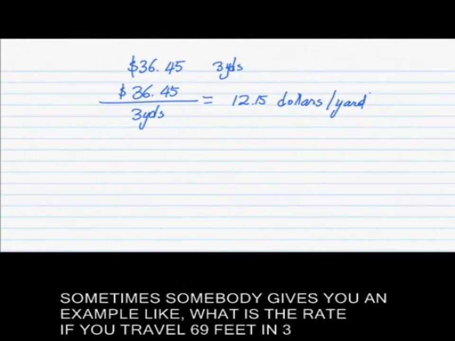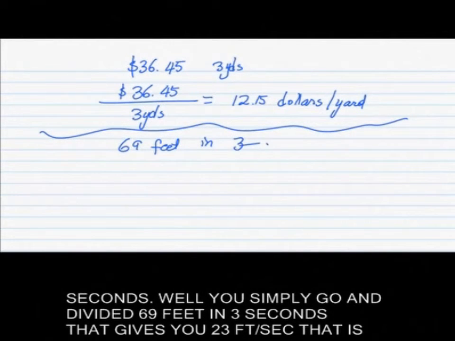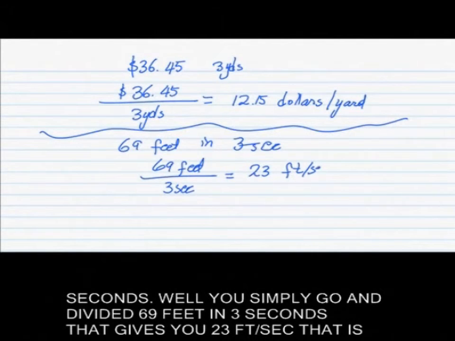Or sometimes somebody gives you an example like, what is the rate if you travel 69 feet in 3 seconds? Well, you simply go and divide 69 feet in 3 seconds. That gives you 23 feet per second. That is your rate.